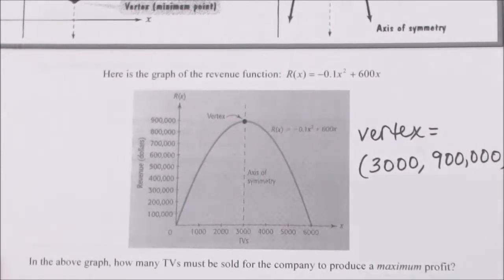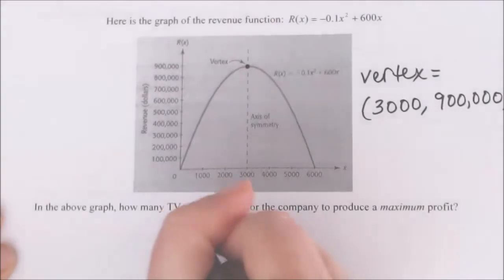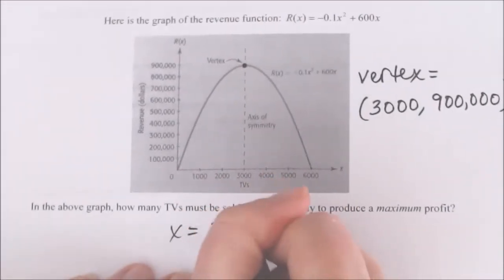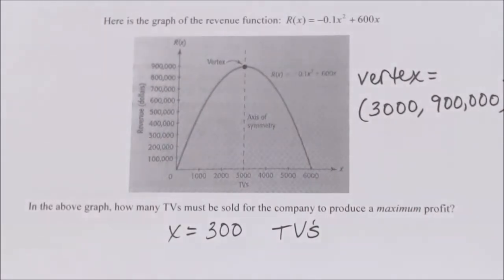And then, so the question said, how many TVs must be sold to get that maximum profit? That would be the x value of 3,000 TVs. And then the maximum revenue, not profit, would have been the $900,000.